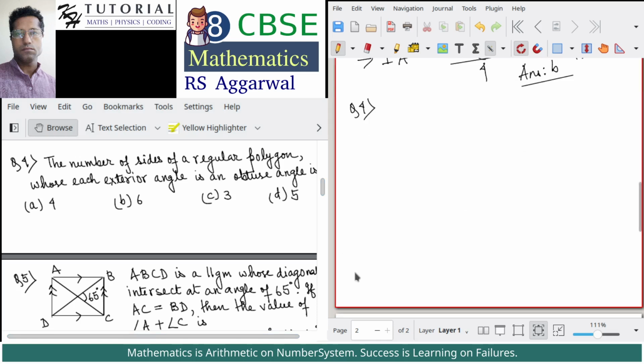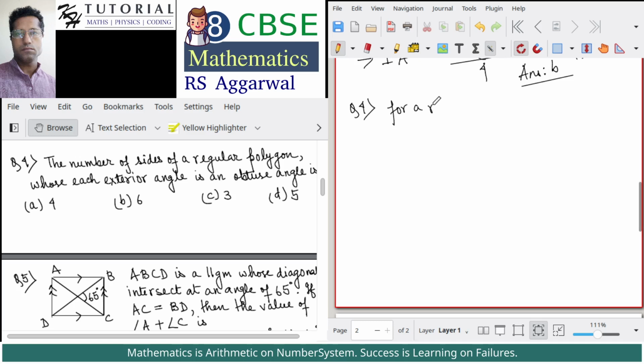Question number 4 says: the number of sides of a regular polygon whose each exterior angle is an obtuse angle is... Okay, so we are dealing with a polygon which is regular. It is asking the number of sides whose each exterior angle is an obtuse angle. So what do we know?